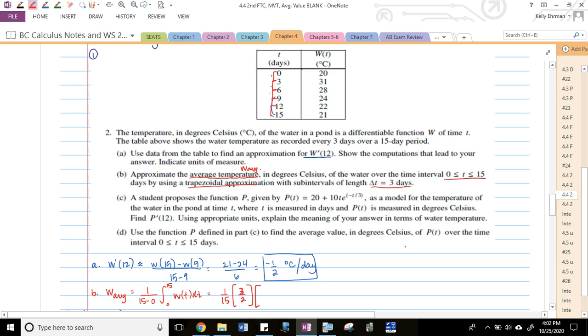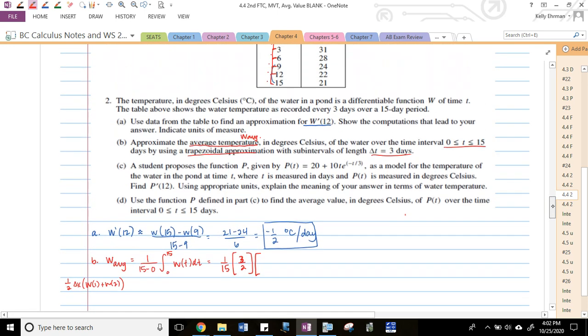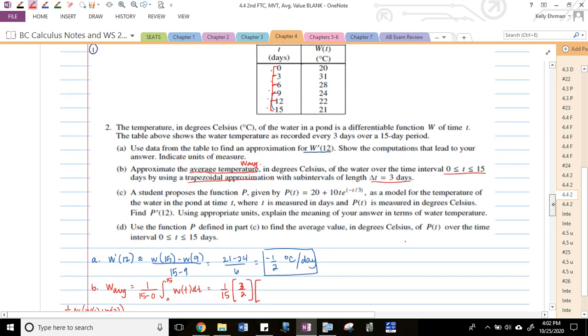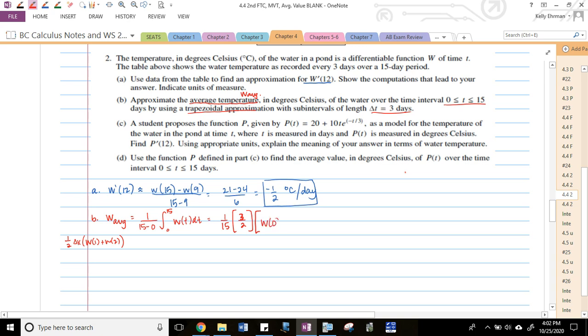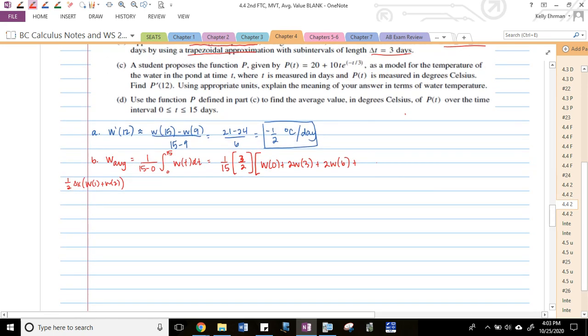We should have 1, 2, 3, 4, 5 trapezoids. And remember, when you're adding up trapezoids, some of the function values are going to get doubled. So we're going to have w of 0 plus 2 w of 3 plus 2 w of 6 plus 2 w of 9 plus 2 w of 12, but then you should only have plus 1 w of 15 because the endpoints, those bases, do not get used twice.